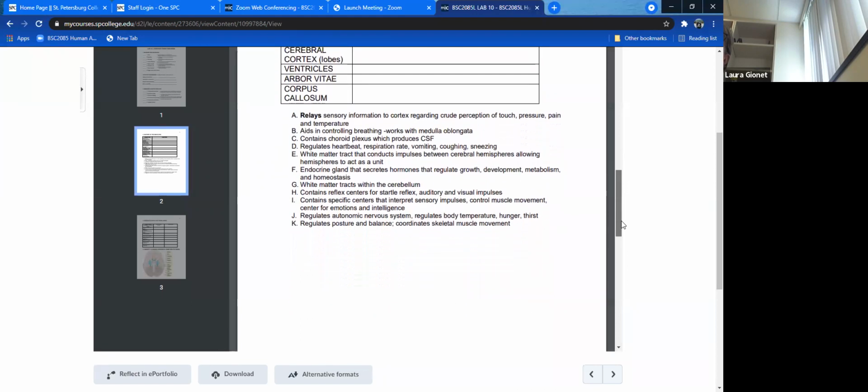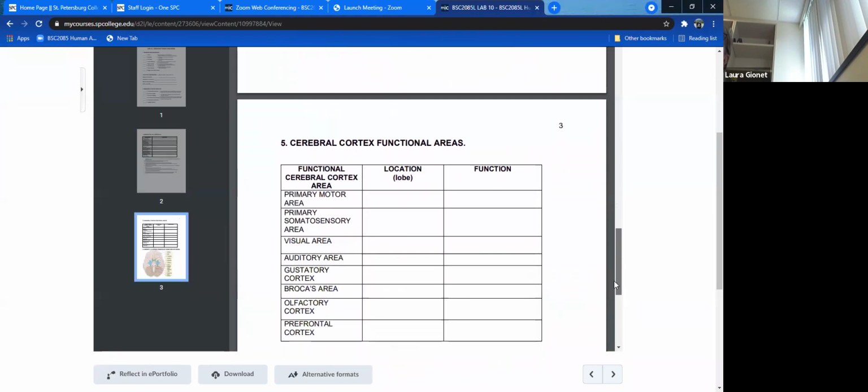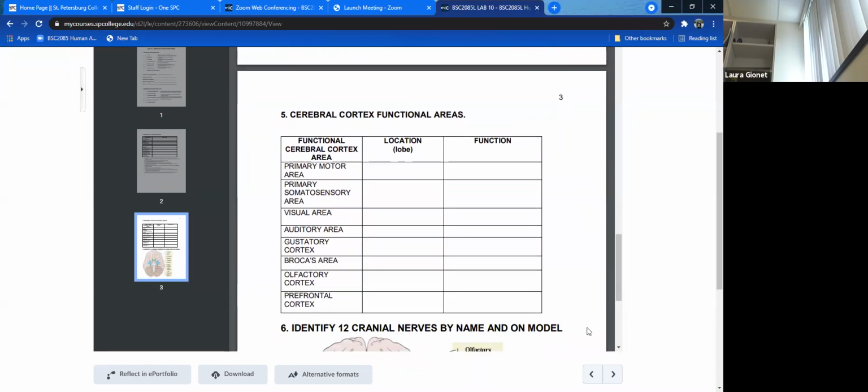Okay, moving right along. Okay, here we have the cerebral cortex functional areas.